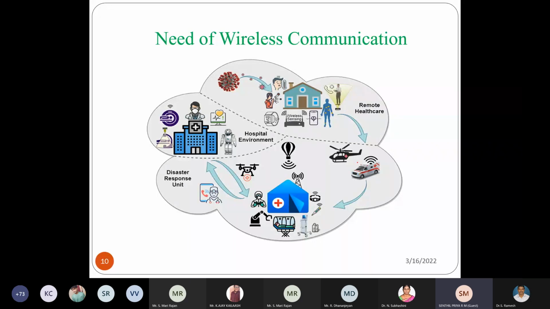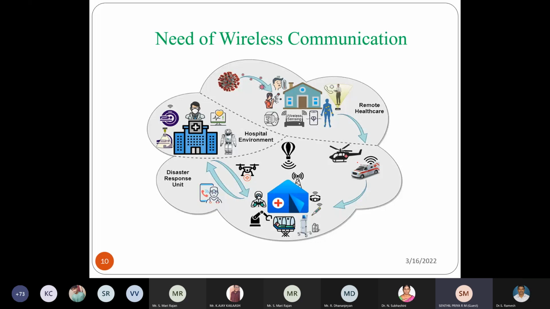We are having education from home. So a lot of information, and the connectivity from the source to destination has increased because of the situation. The main thing is remote healthcare, where wireless sensors and health monitoring devices have improved. And we have the hospital environment, where we are going to have the whole set of Wi-Fi devices and IoT devices.